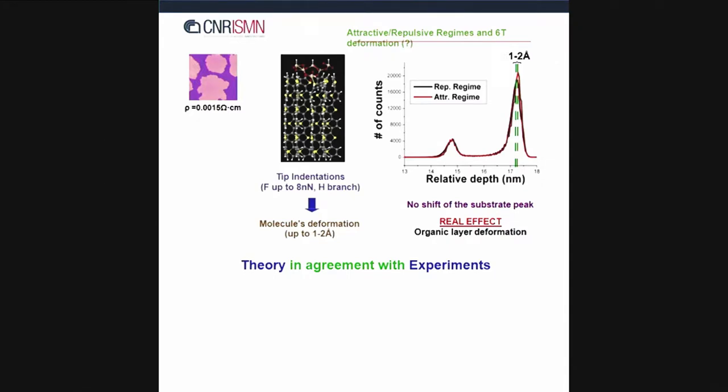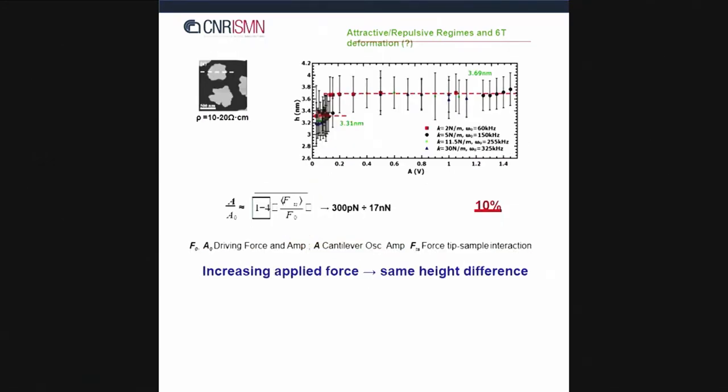So the initial question remains: why in the first sample do we have a compression of 5 angstrom instead of just 1 angstrom? And what changed in the first sample? So we retook the first sample, and we changed the forces applied to the sample by the tip by changing the cantilever. What is important is that the force changes from 300 piconewton to 17 nanonewton, as I said before. And as you can see, practically, the compression of the island remains the same. So you have 5 angstrom all the time. So by increasing the applied force, the height difference remains the same.